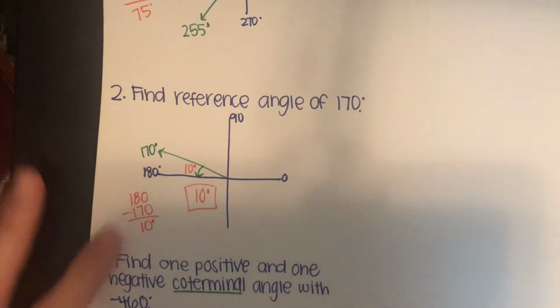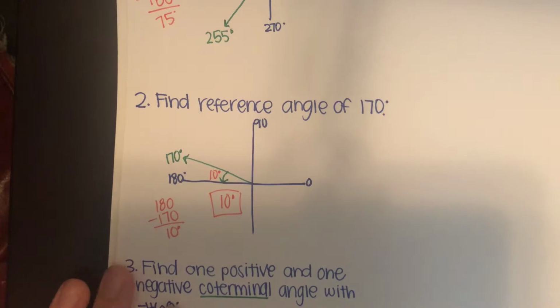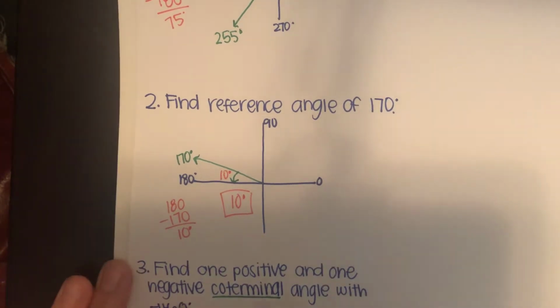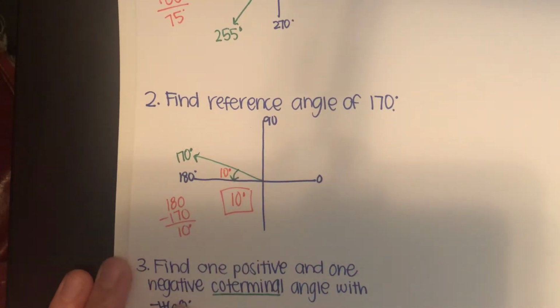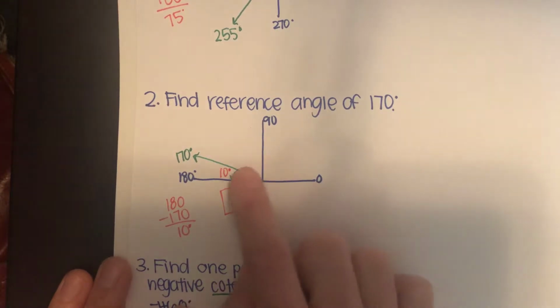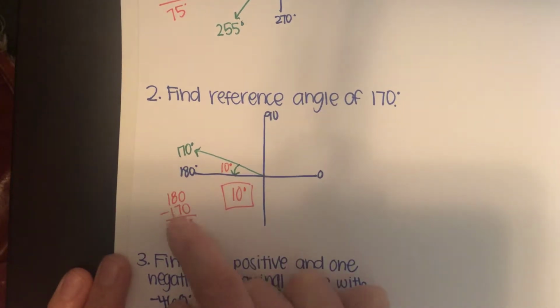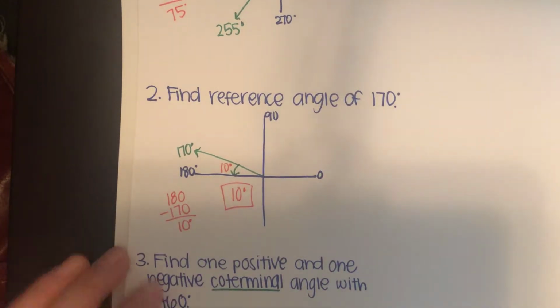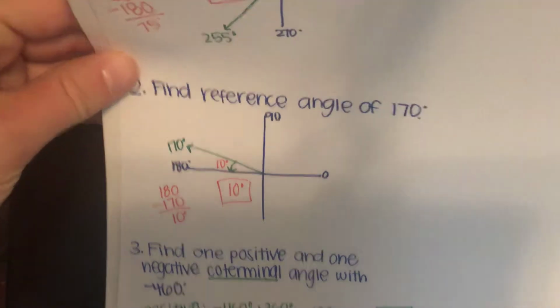Number two, finding the reference angle of 170 degrees. Again, the terminal side is in quadrant 2, between 90 and 180 degrees, and you subtract to form that angle with the x-axis. So 180 minus 170 gives us the 10-degree reference angle.